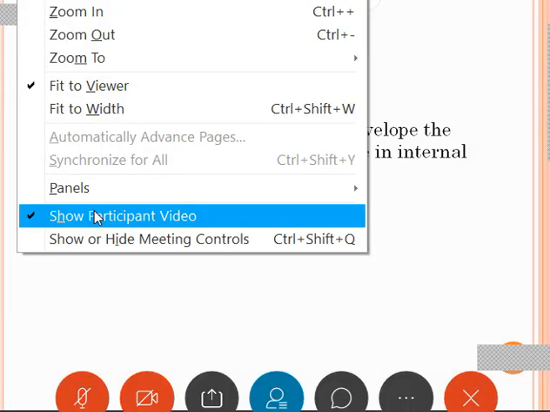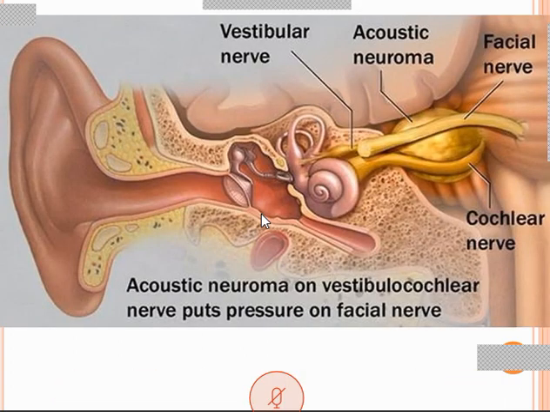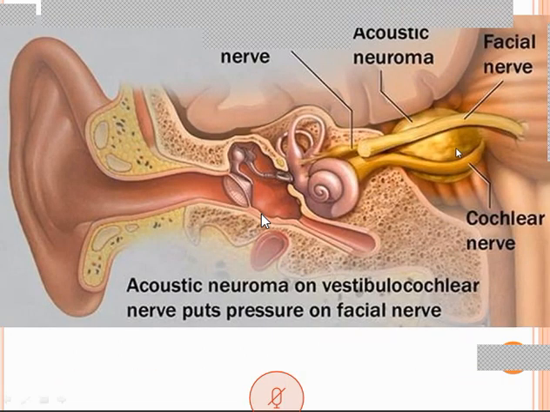But it's a tumor of the Schwann cell, and it is a benign tumor. So this is an acoustic tumor. See, this is the internal auditory meatus, and these are the vestibulocochlear nerve and facial nerve. So acoustic neuroma is seen in the lateral part of the internal auditory meatus. This place is also called the cerebellopontine angle.